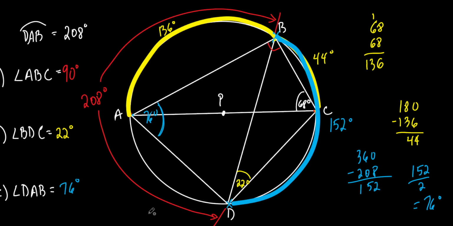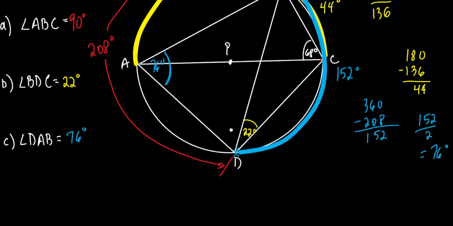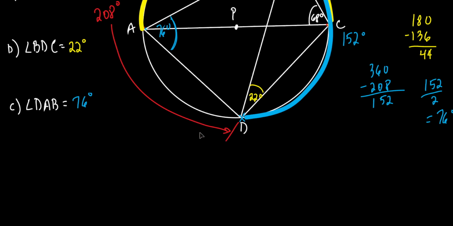All right, what do you think? We good with inscribed angles? It's not really that hard, is it? The only thing is you just know that the arc is twice as big as the angle. If you know that, that's basically this lesson. Okay? All right, let's do some homework.